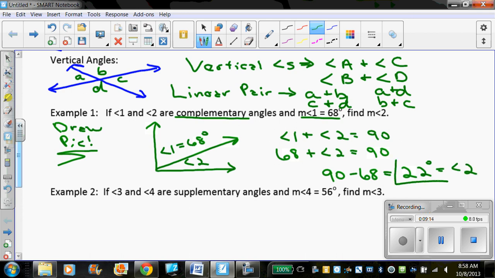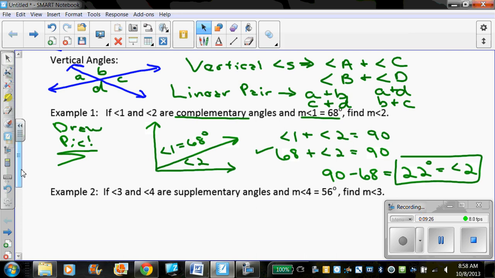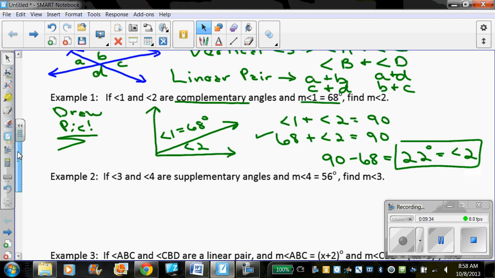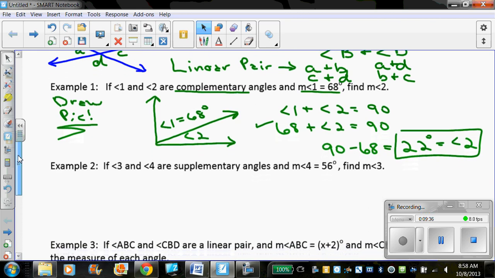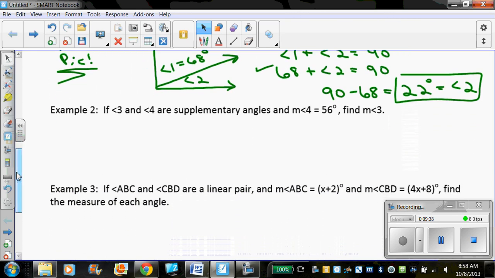And algebraically speaking, notice we did set up an equation right here. You could just subtract 68 from both sides and you end up with your angle 2. So again, you could just do it by number sense, or you can set up an equation and use your linear algebra to solve this. But essentially you need to make sure angle 1 and angle 2 add up to 90 degrees for that situation to be true. So our angle 2 is 22 degrees because 68 plus 22 is 90.